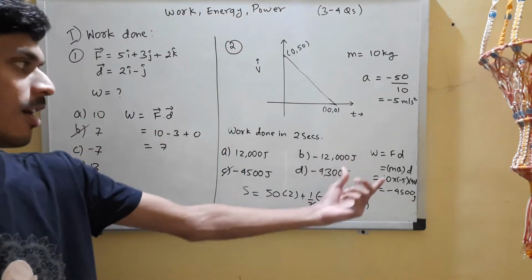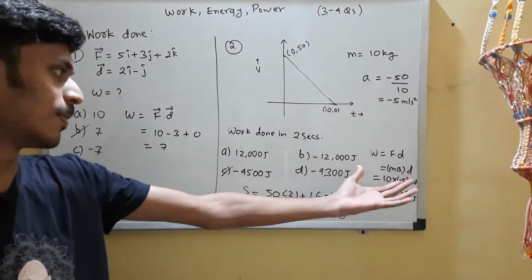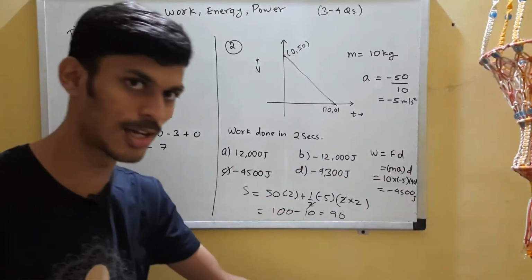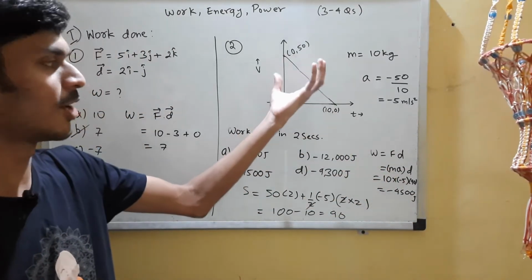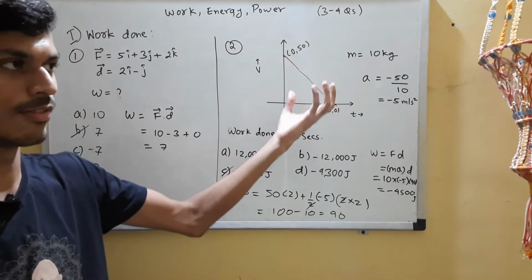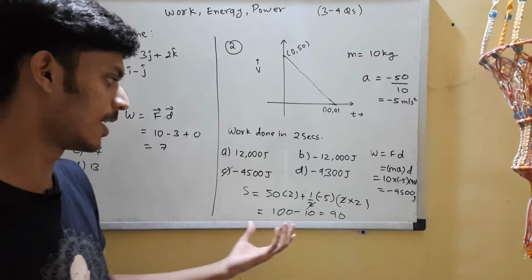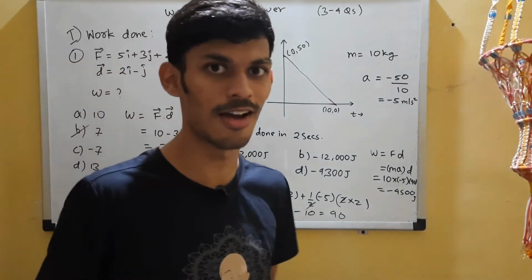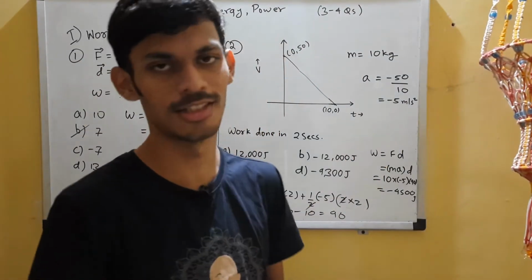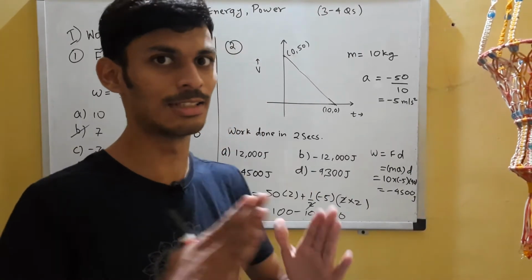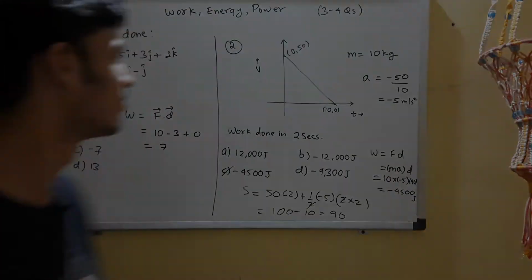We just wrote work equals force into the displacement, and here force we have written as mass into acceleration. Acceleration we found out from this graph, right? Change in velocity by the time taken, and we found out the displacement using S = ut + half at squared, since acceleration is constant, right? So that is all from work done. Let's move to our next topic.